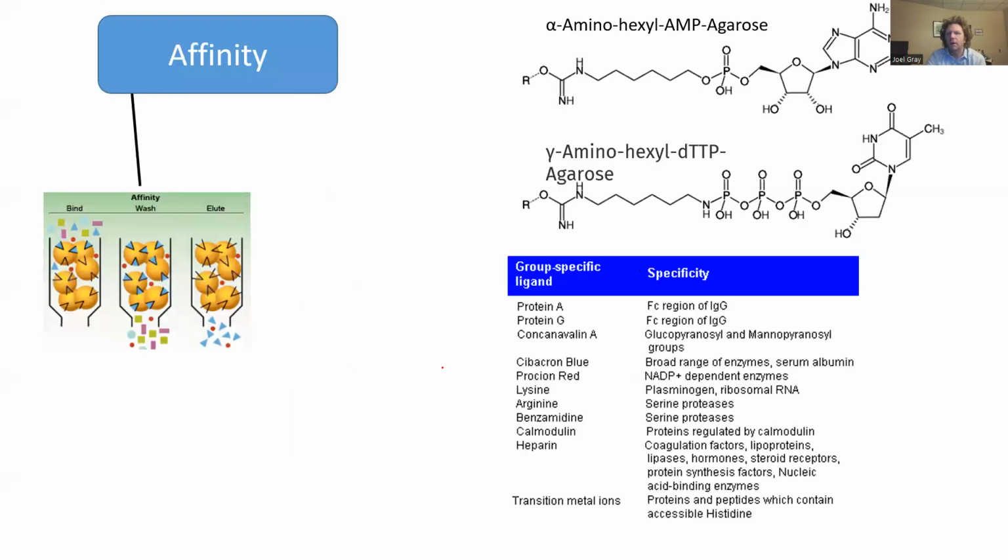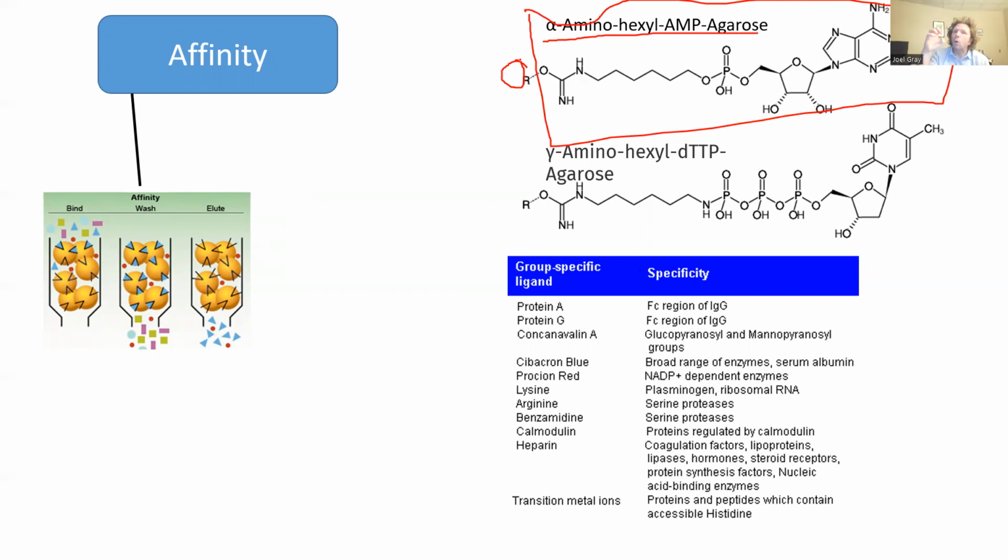So if you're trying to purify a protein that specifically interacts with alpha aminohexyl AMP agarose, you can take this molecule, this whole thing right here, and permanently affix it to the beads, so to your supporting medium. What that means is that you are going to be very selective. You are going to be able to get proteins that only bind to that specific molecule. If something doesn't bind to that, it flows straight through.